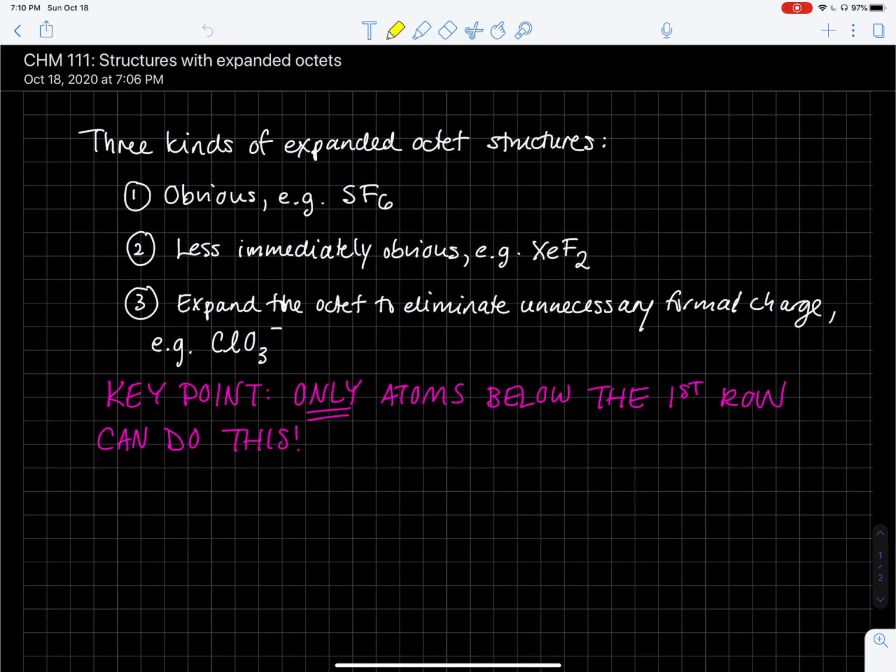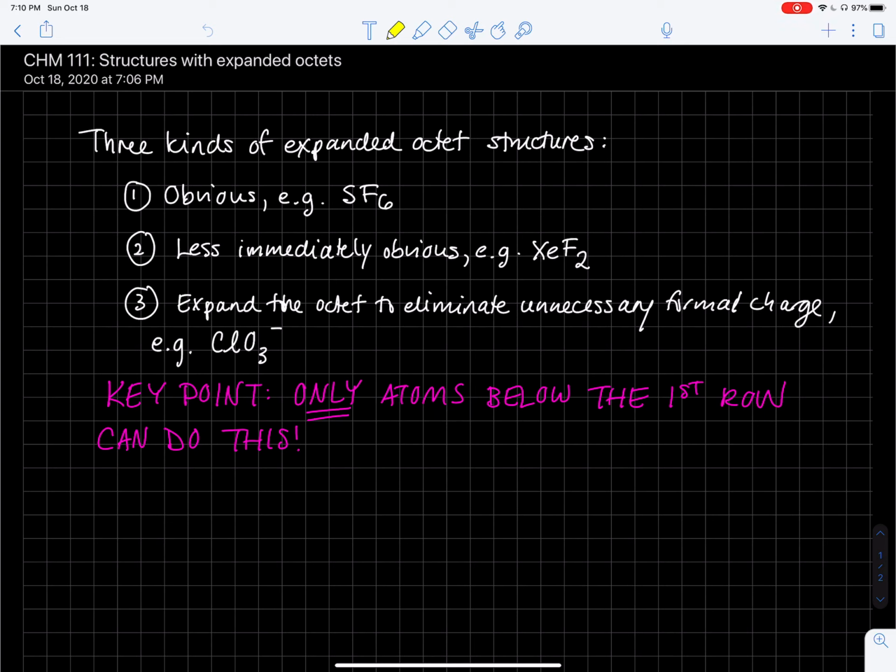Hello, Chem 111. This video is about Lewis structures for molecules that have expanded octets on the central atom. You'll talk in class about why these things happen. Here I'm just going to outline three different examples. And I like to divide these structures into three different types.